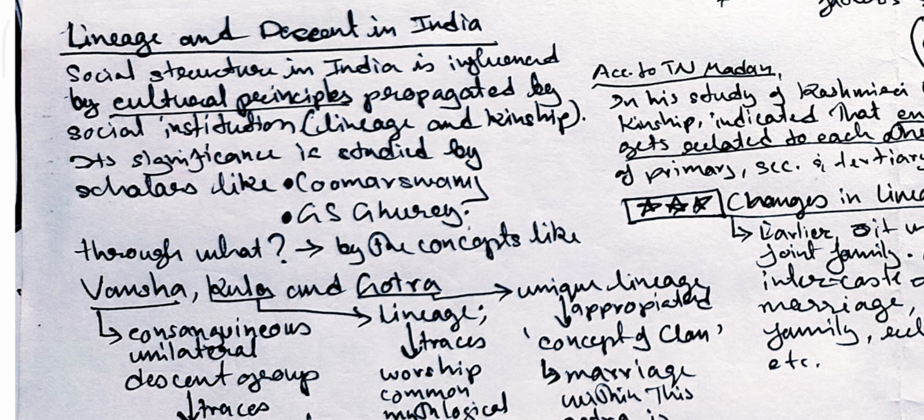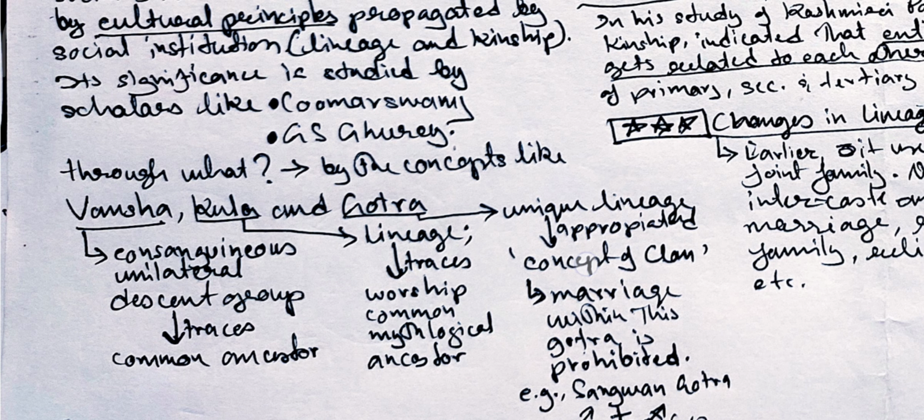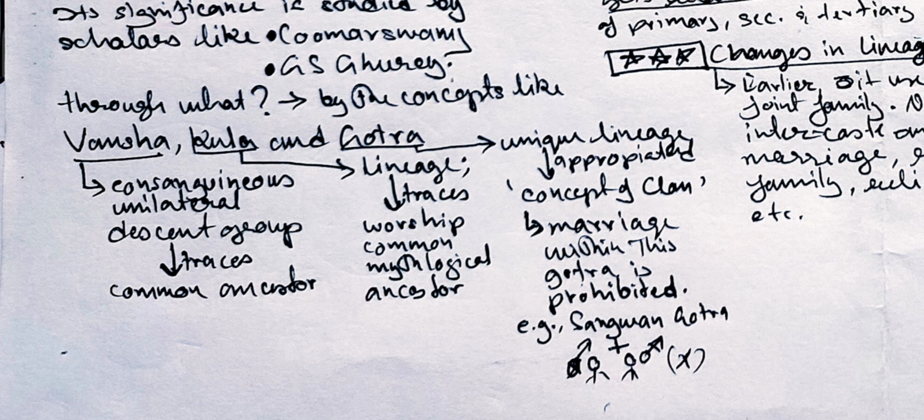Now, beginning with the lineage and descent system in India, see, social structure in India is influenced by cultural principles. We know this, right? And which is propagated by what? It is propagated by social institutions like lineage and kinship. These are the social institutions within our society. Its significance is studied by various scholars like Kuruswamy, G.S. Ghurye, I.P. Desai, and Irawati Karve, who was the student of G.S. Ghurye only.